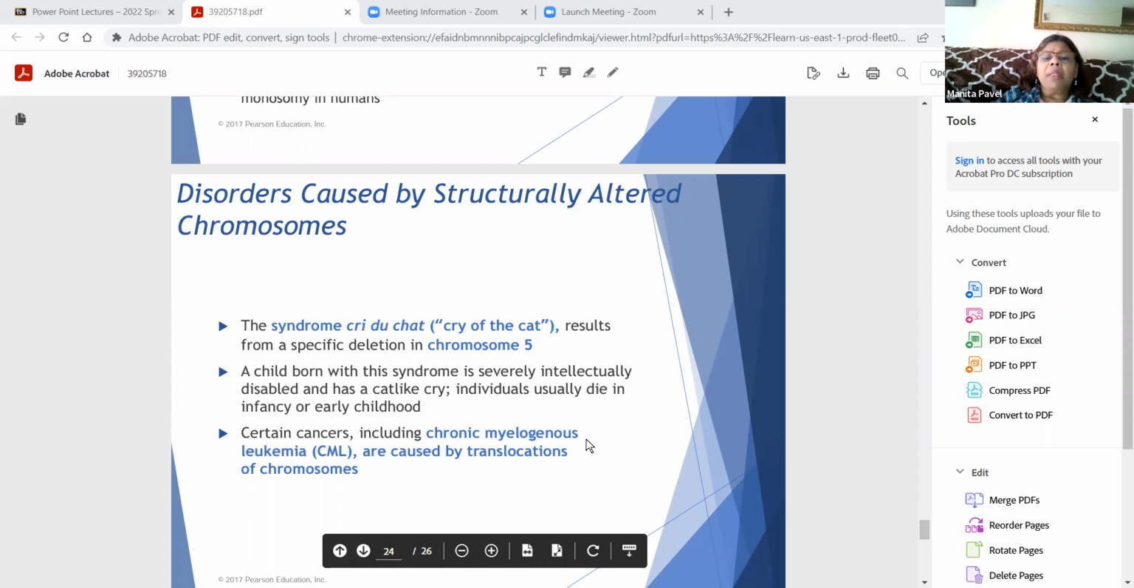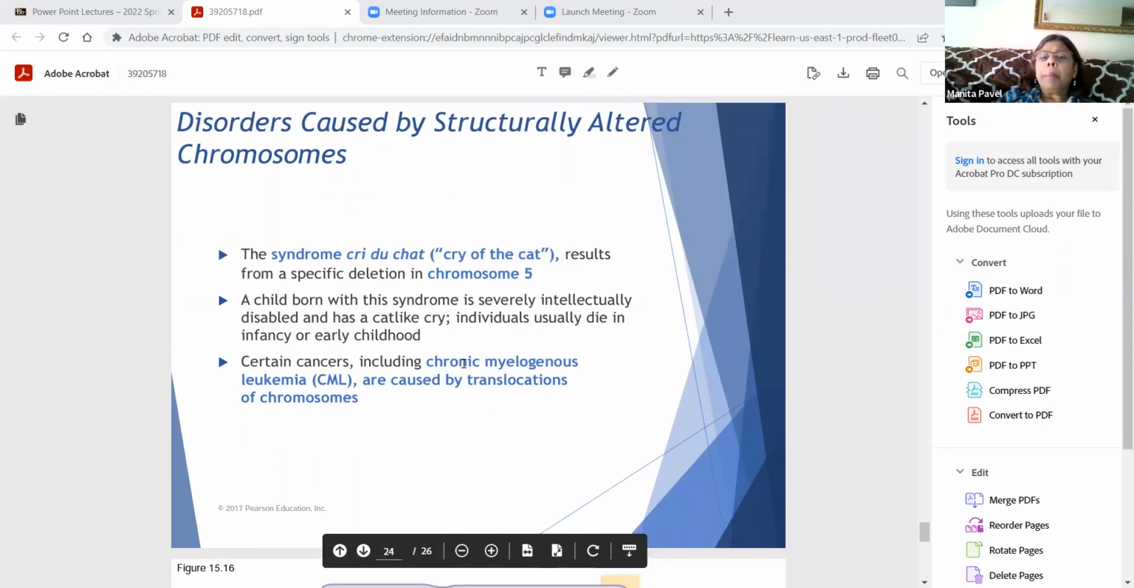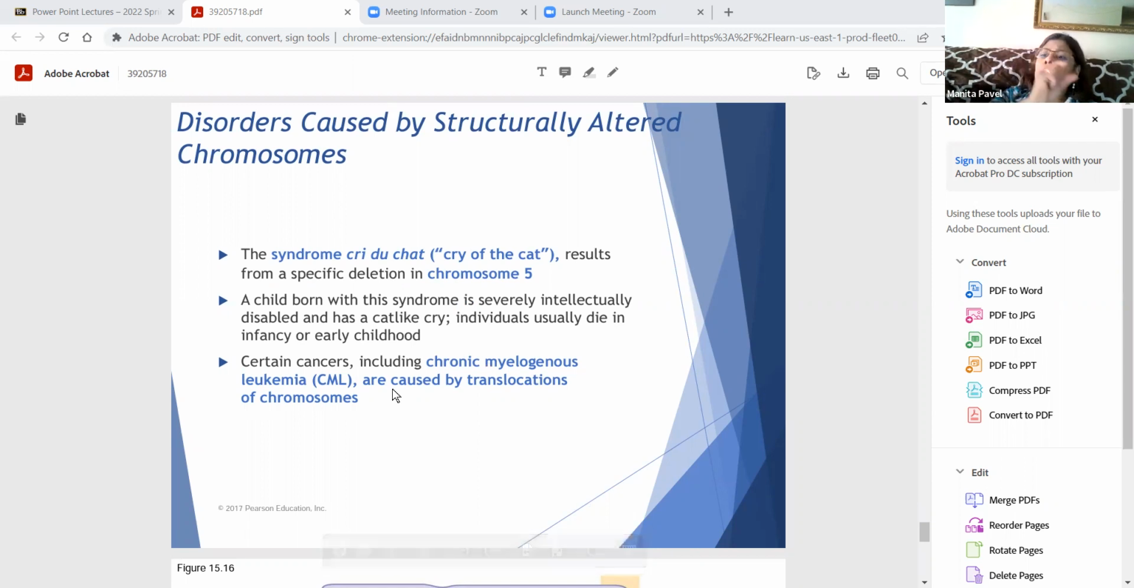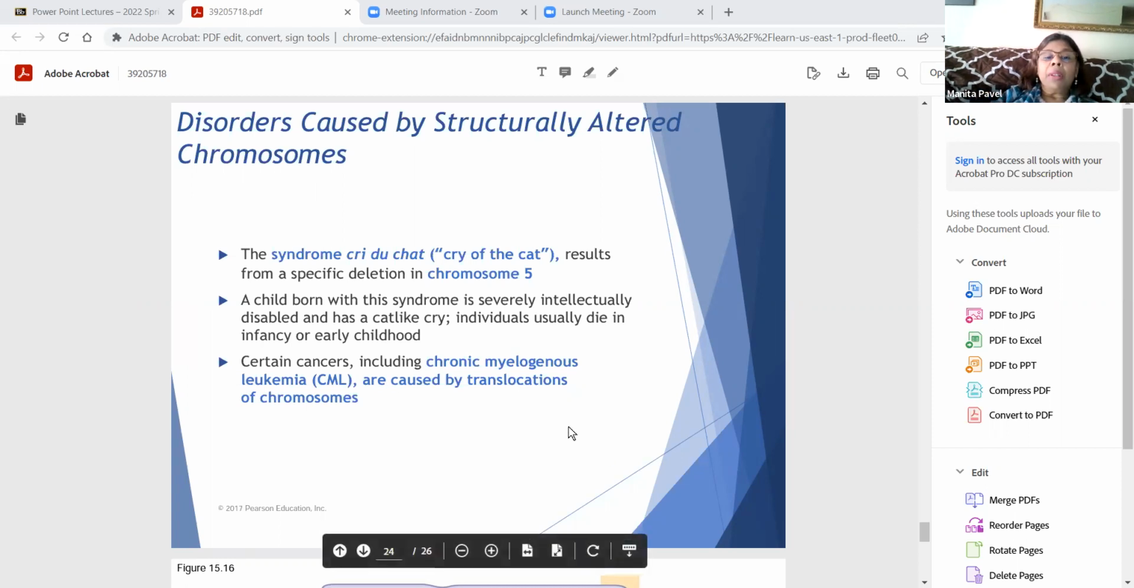Now, certain cancers, including chronic myelogenous leukemia, CML, are also caused because of translocation. Remember, we just earlier talked of translocation, when a segment of the chromosome or a part of a chromosome is going to move to another chromosome. And that is these two.